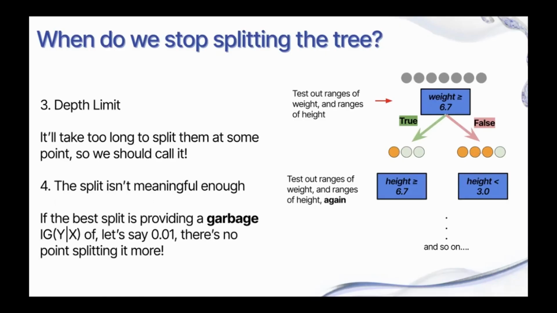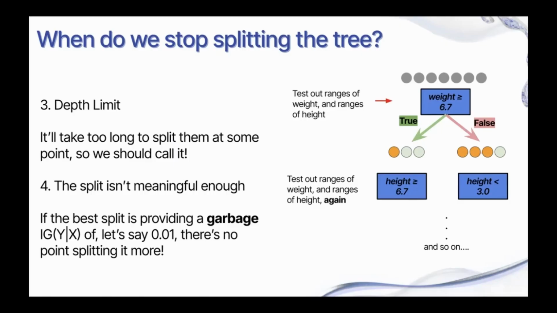The third is the depth limit. This is a hyperparameter. I don't know if they went over hyperparameters in the past few lectures. You've heard of that word, right? Yeah. Sometimes it's going to take way too long to split until it's pure. So for example, you can set a depth limit of 10. If the tree reaches a depth of 10, you stop there.